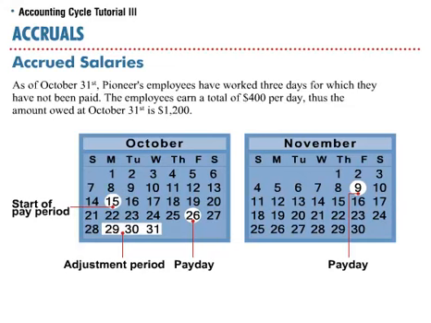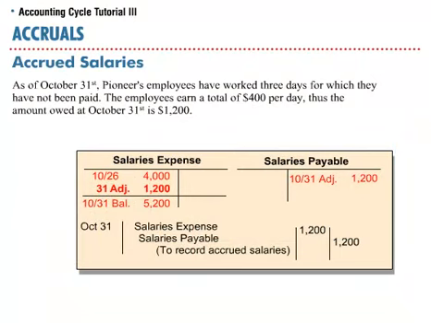The employees earned a total of $400 a day. Thus, the amount earned on October 31st is $1,200. The journal entry to accrue for the salaries owed requires a debit to salaries expense and a credit to salaries payable.